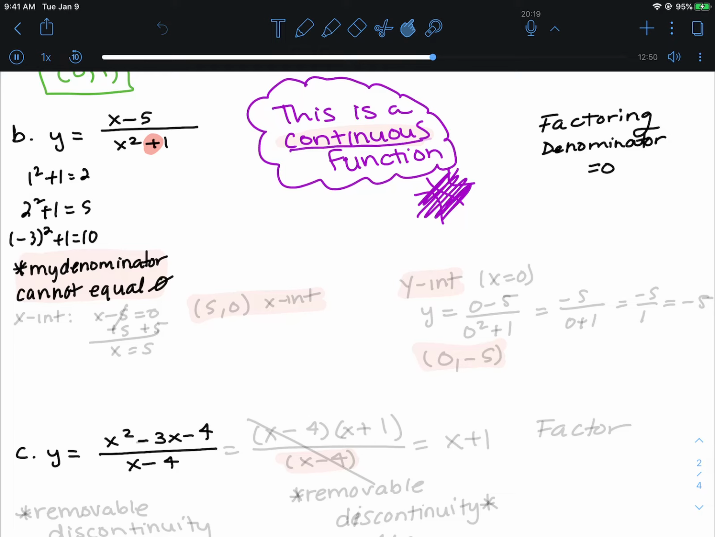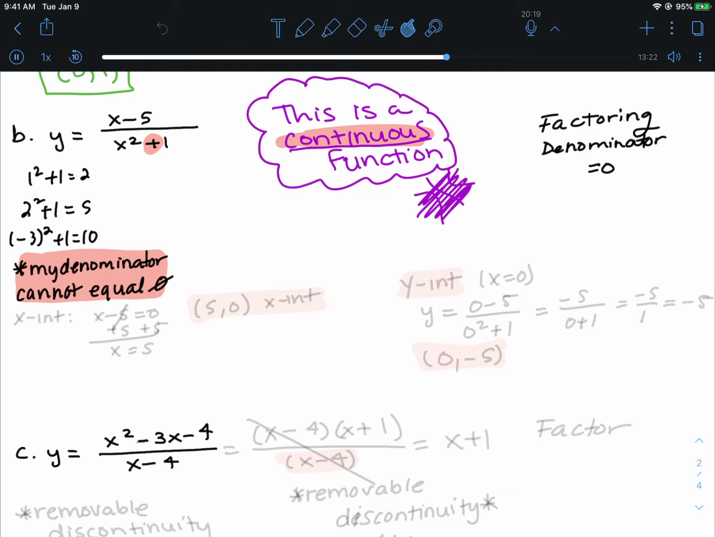But this right here is going to be a continuous function, so there's no point for me to look where something is undefined or to figure out whether it is removable or non-removable, because there's going to be no discontinuity. This is 100% continuous, because the denominator cannot equal 0 in this situation. No matter what number you choose, you can plug in whatever number you want. If you don't believe me, plug it in. You cannot make x squared plus 1 equal to 0 at all.